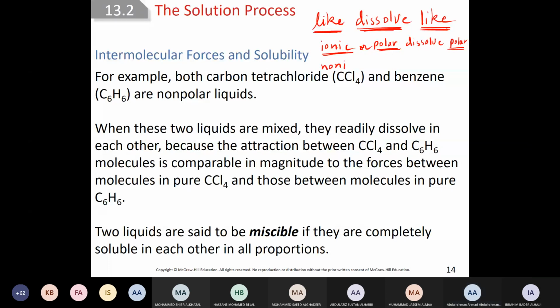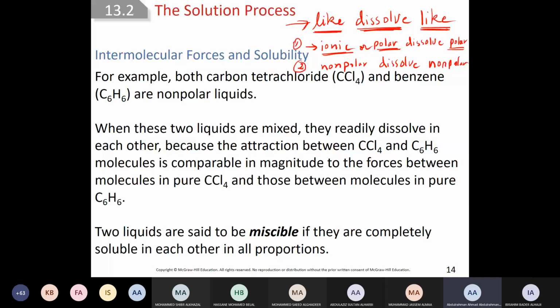Non-ionic, non-polar dissolve where? In non-polar. Is this clear? What's this concept called? Like dissolve like. Tell me why I give you this example. Example 1 and example 2.